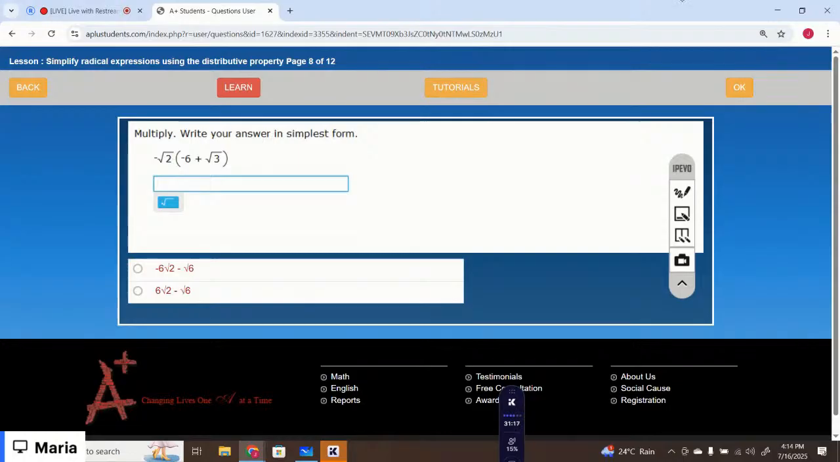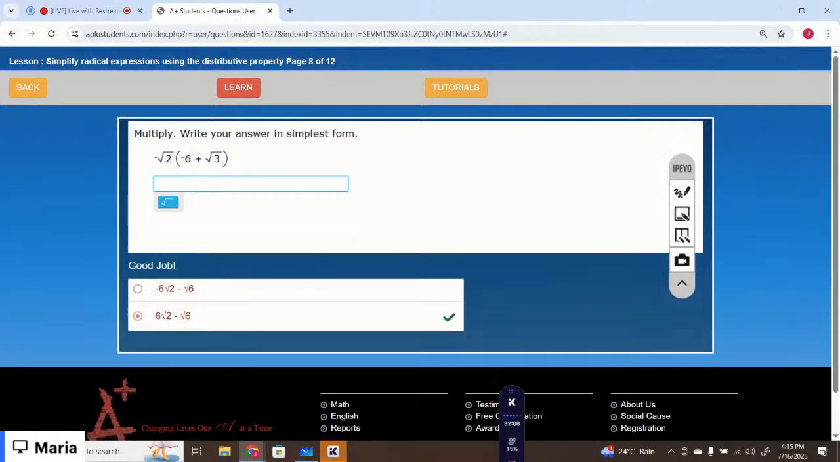Minus square root 2 times minus 6 plus square root 3. That is 6 square root 2 minus square root 6. Option number 2 is the correct option.